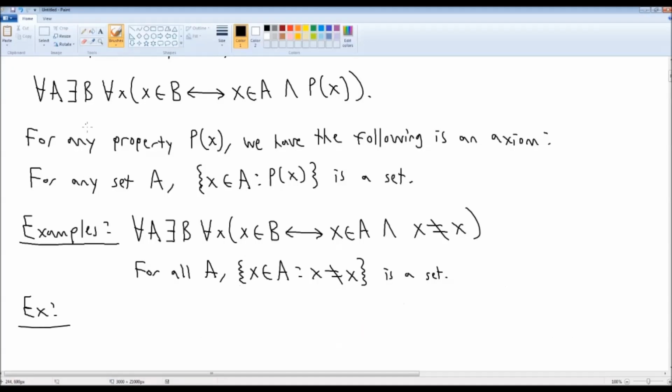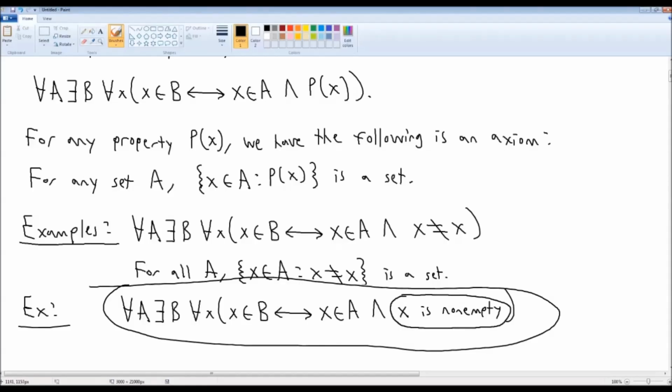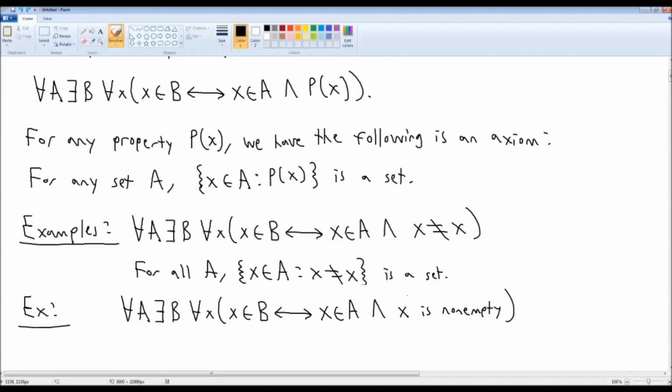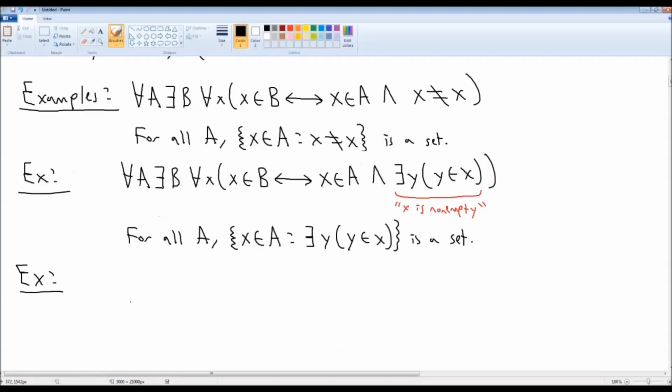Let's look at another example, shall we? This is another axiom of set theory. Here, X is non-empty is our P of X. Now, this may look like I'm cheating because I'm using English here. However, in principle, we can rewrite this with quantifiers. That's better. In other words, if you have a set A, then this set exists as well, the set of elements in A which are non-empty.